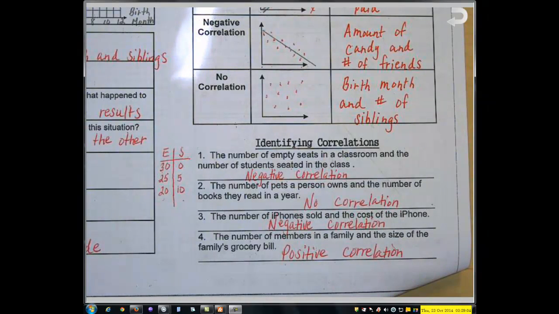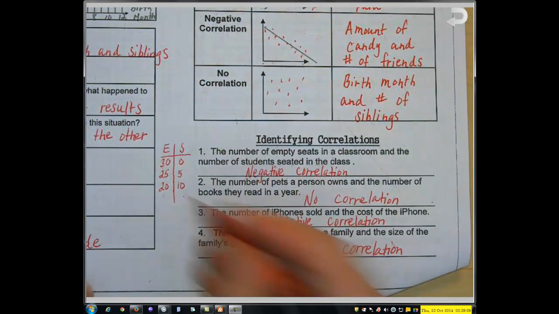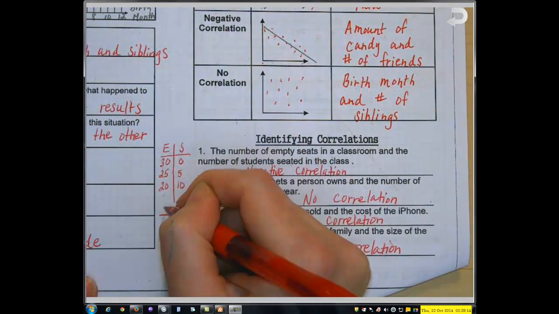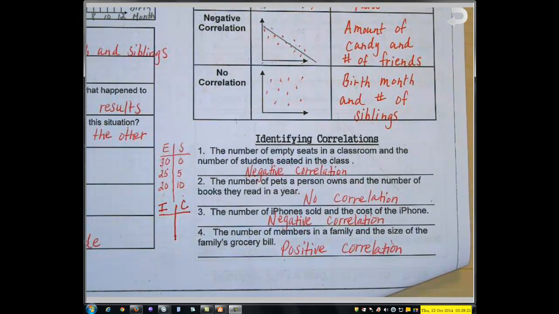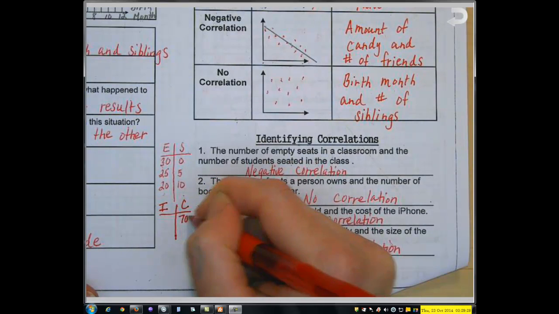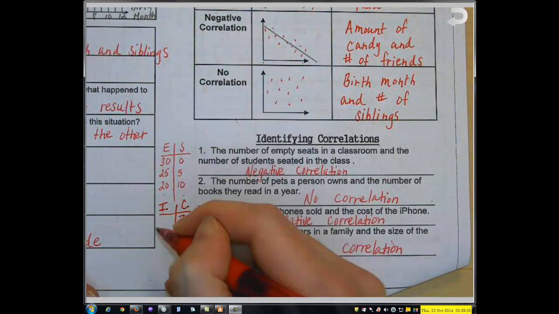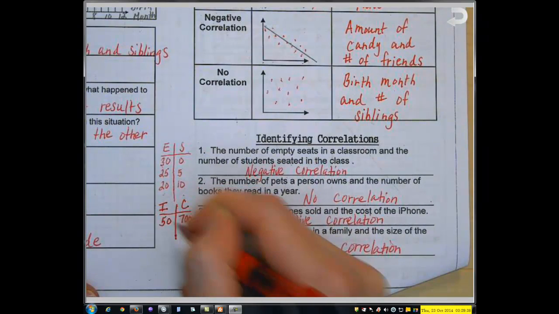Number 3, the number of iPhones sold and the cost of the iPhone. So here's the iPhones sold, and here's the cost of the iPhone. Now, usually when an iPhone comes out, it's very expensive. So a new iPhone might be, let's say, $700. And the number bought at the beginning is going to be very low. Maybe on the first day, there are 50 iPhones sold.